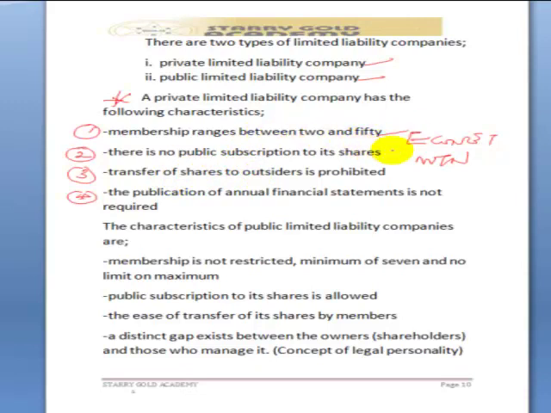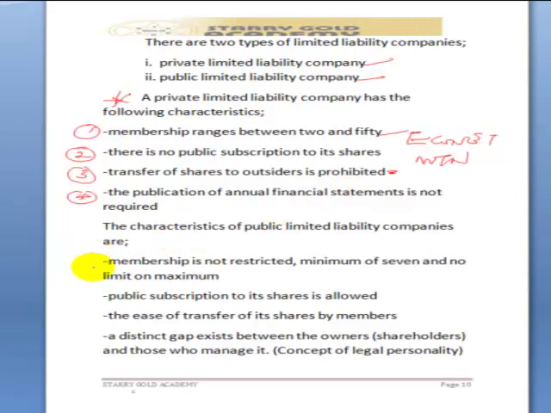If you are a shareholder of a private limited liability company, you are not allowed to sell your shares to outsiders without first informing existing shareholders. And the other point is that even though they are required to prepare annual statements, they need not publish those statements in newspapers. Those are the characteristics of a private limited liability company.